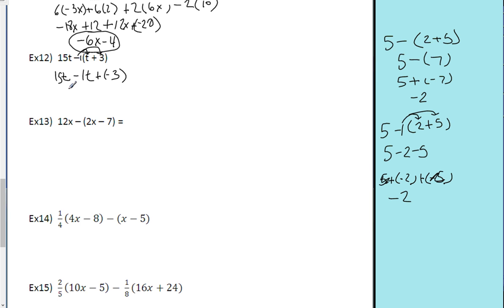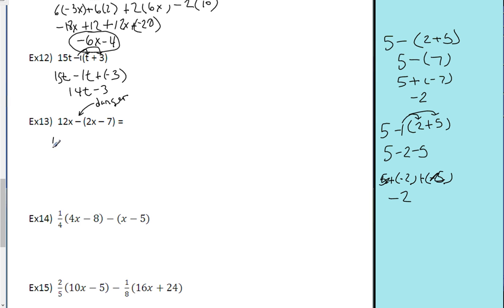15t minus 1t is 14t. And adding a negative is the same as subtracting a 3. Hope that makes sense. Let's see another one. Do you see a hippo? Right here, my friends. That right there is danger. If you make a dumb mistake, it's right there. Okay?